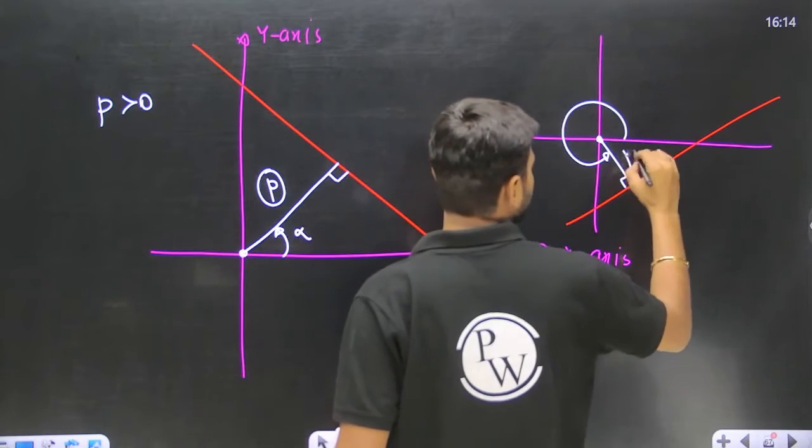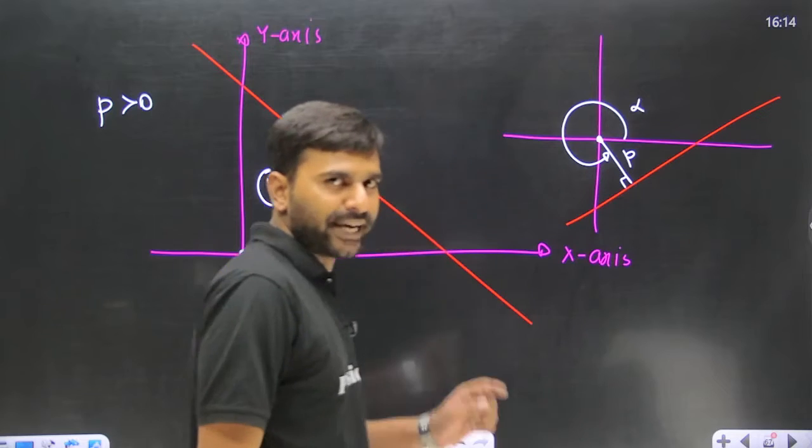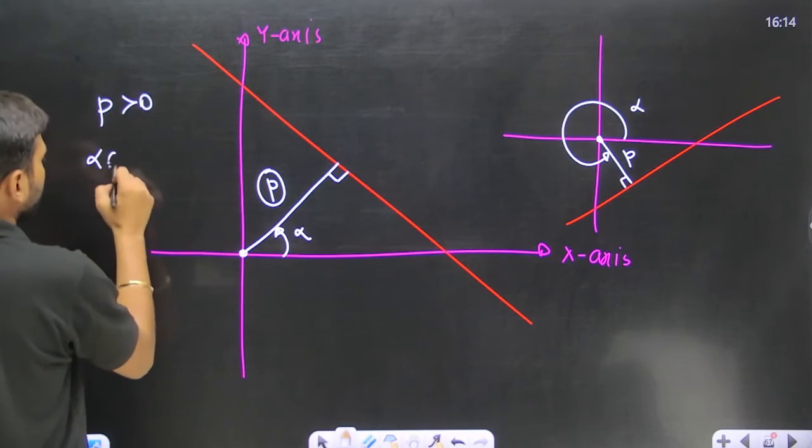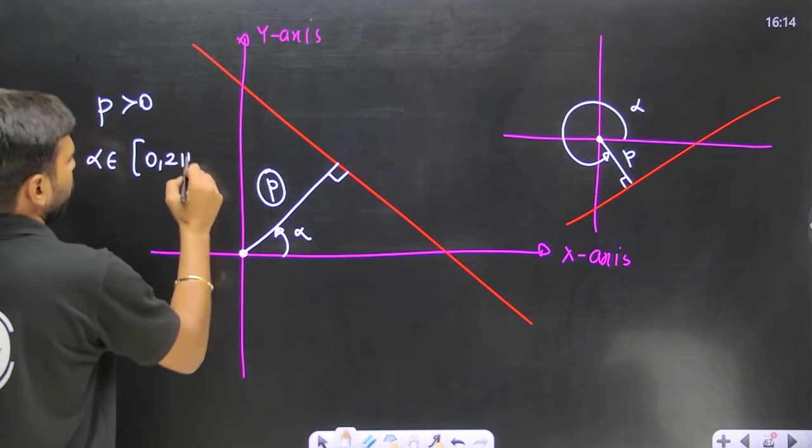Okay, so over here this length is P and this angle is alpha. Can you tell me, this P is greater than 0, but alpha will go from where to where? This alpha will go from 0 to 2 pi. Okay, this is an important thing.